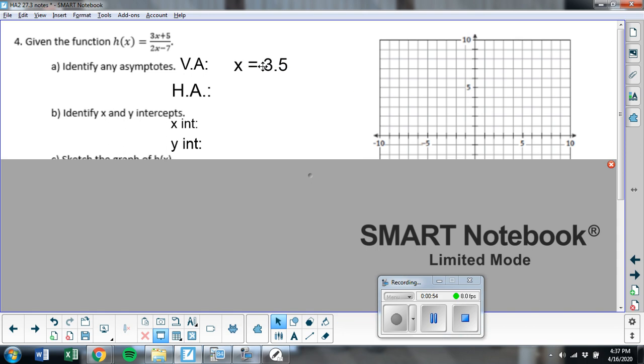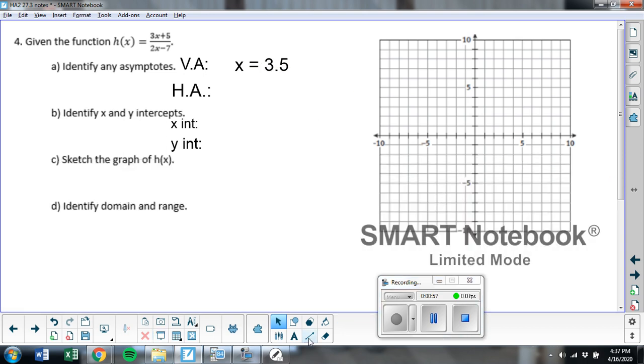While we're at it, why don't we just go ahead and graph that? So let's graph a vertical line at 3.5. Here we go. Again, I did that because that is the x value that I can't have. So there's going to be no values there. There's going to be an asymptote.